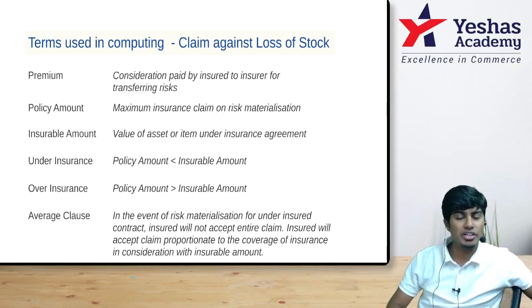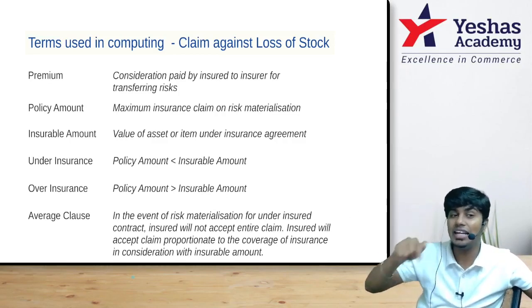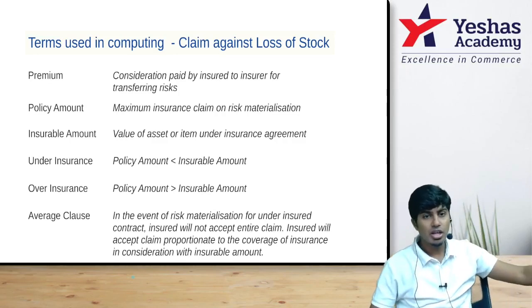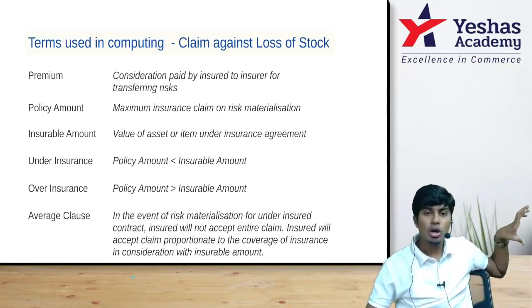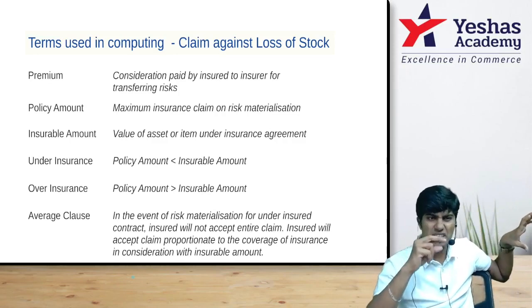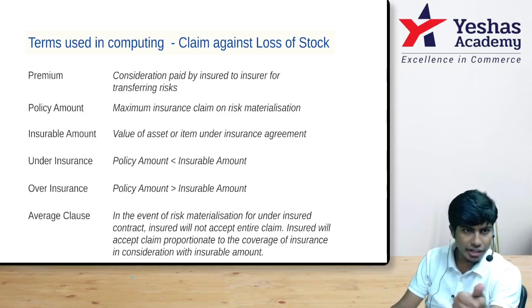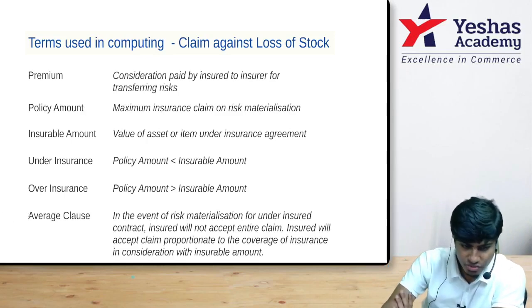This is what we call the average clause. When is the average clause invoked? When there is under insurance. What do you mean by under insurance? Stock in the godown is more, and the policy is taken for a lesser sum. The policy amount is much lesser than the value of the inventory in the godown. Got it? That's it. By this you understood the average clause.